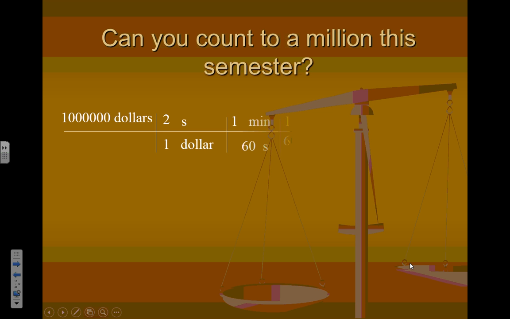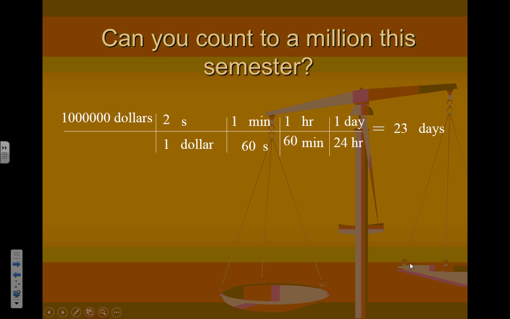So let's take a look at it. Now, this is a type of math we're actually going to learn how to do later in the year. It's called dimensional analysis. So let's say we have $1,000. We need 1,000 of something to count. We're going to count $1,000. Now, if we could count $1 every 2 seconds, which doesn't sound like much, but think about it.